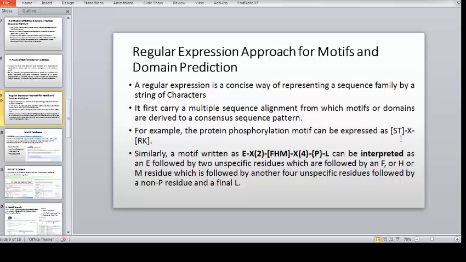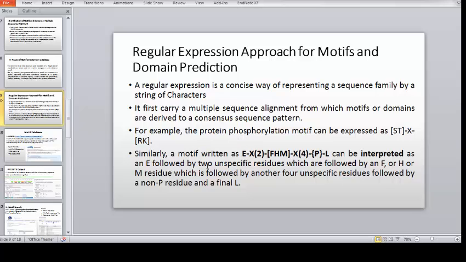which means there should be 3 residues. At the first position it should be either S or T, then followed by X, which is an unspecified residue. Then at the third position there should be either R or K.